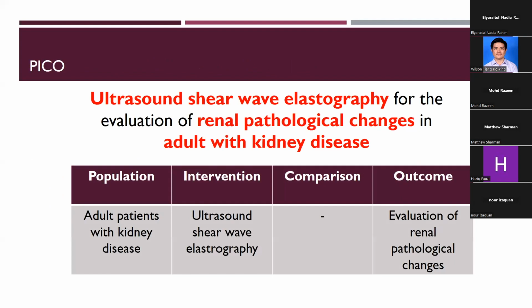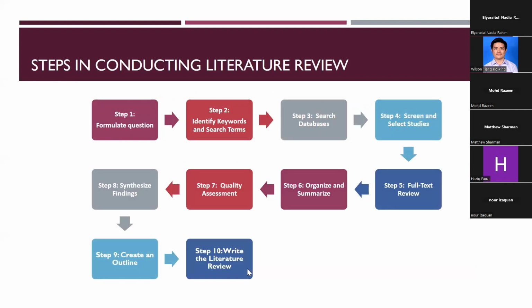Looking at this question again, from this question we identify the PICO. The population is, of course, adults with kidney disease. The intervention here is ultrasound shear wave elastography. For the comparison, we are not comparing anything with this ultrasound. And the outcome is to evaluate the renal pathological changes. So that is how we identify those components for PICO, and from that you can come up with your PICO.